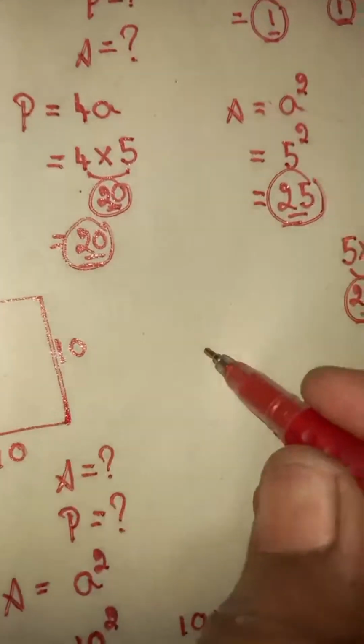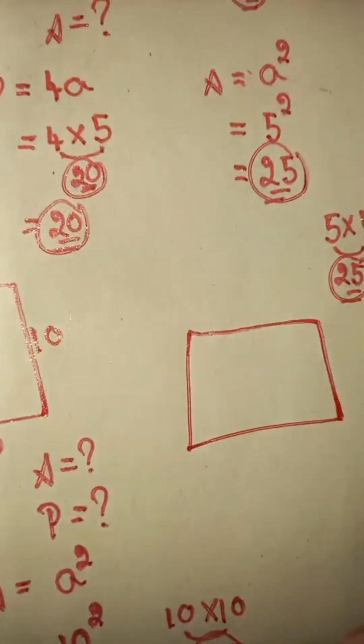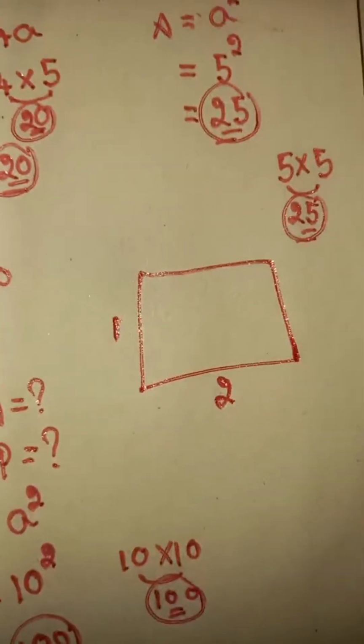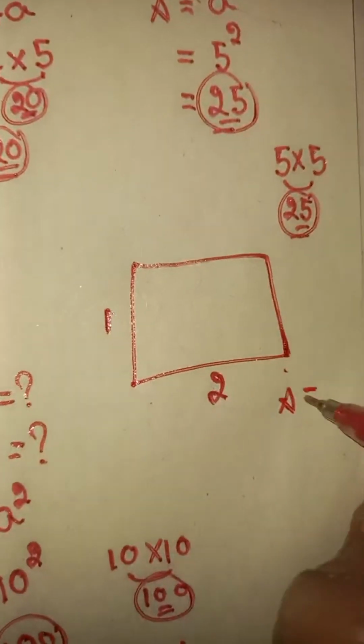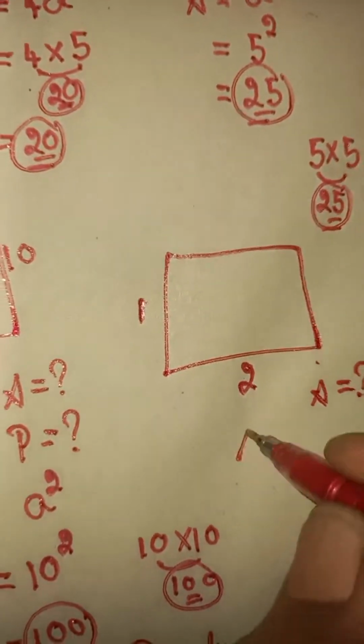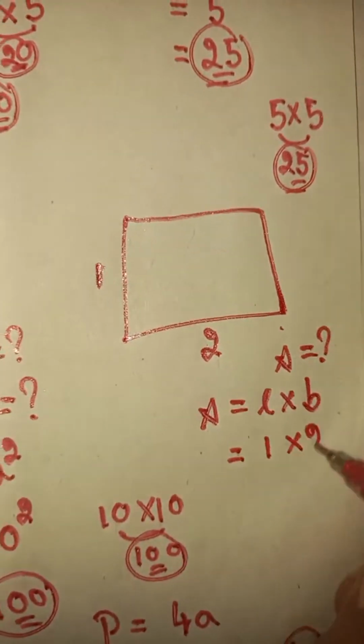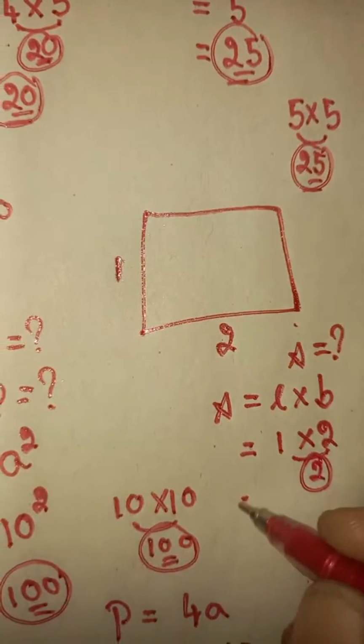Now I'm going to start with rectangles. If you take this rectangle, one side is 1 unit and another side is 2 units. Now you need to find the area of the rectangle. The area of the rectangle is length times breadth. That is 1 times 2, which is 2 square units.